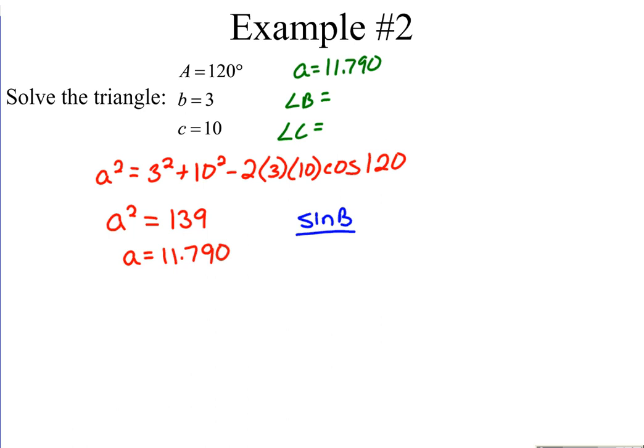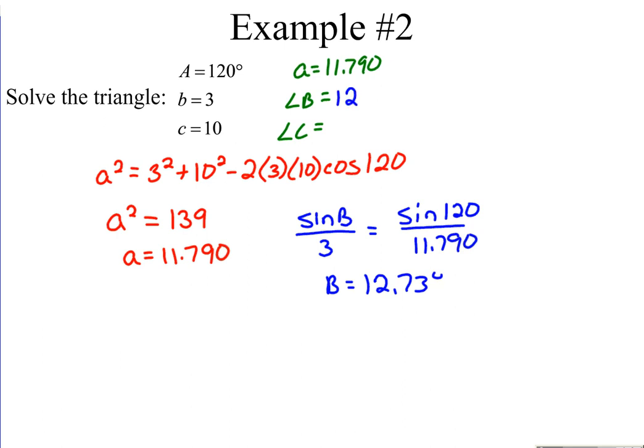It's the smallest, and with law of sines, we always want to find the smallest angle if possible. So we have sine of B over 3 equals the sine of 120 over 11.790. Multiply by 3, take the inverse sine, we get 12.73 degrees. The third angle we always find by subtracting from 180, so 180 minus 120 minus 12.73 is 47.27 degrees.